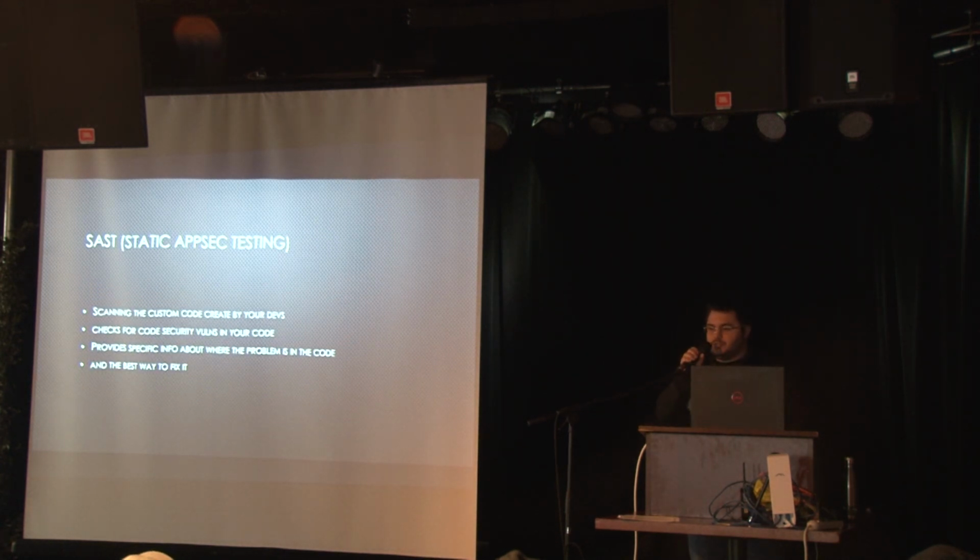Another thing that you should have in your pipeline is static analysis. It scans the custom code that you have in your applications and checks for vulnerabilities there. Some vulnerabilities are easier to find when you have access to the source code, right? It provides specific information about what the problem is, where it's located, and how to fix it.